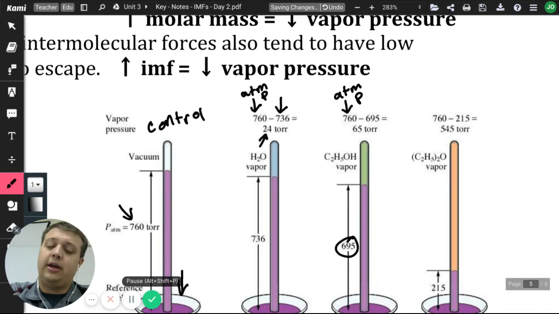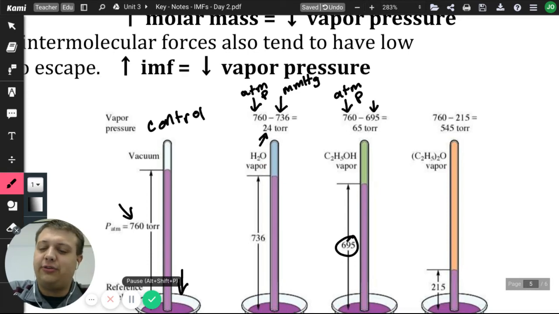And then I've got the mmHg, which is, again, basically torr, right? And then what I'm going to do is subtract those out, and I find that my ethanol has a vapor pressure of 65. Okay, well, if you notice, between water and ethanol, there is a change in our vapor pressure. So we'll take a look at that in just a second.